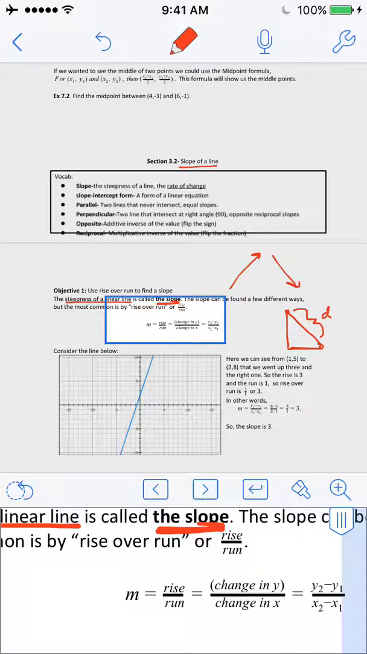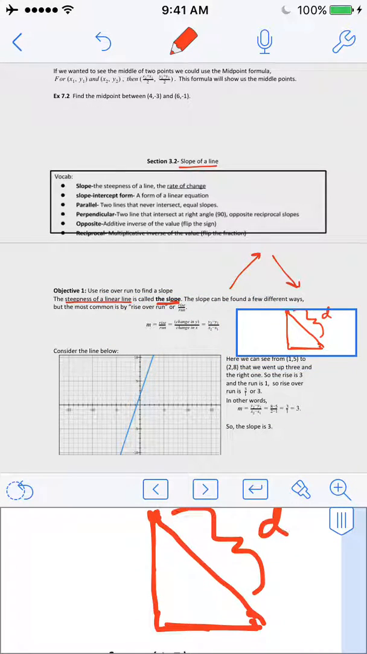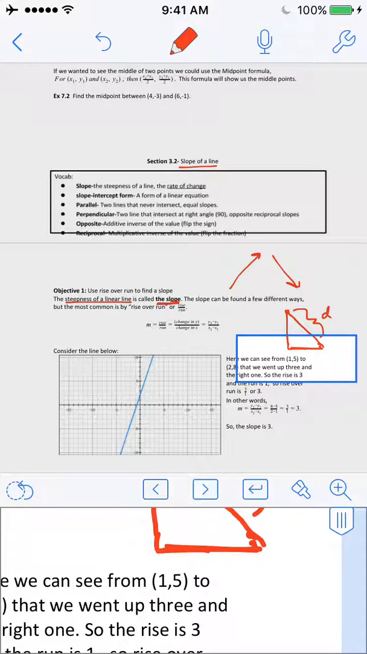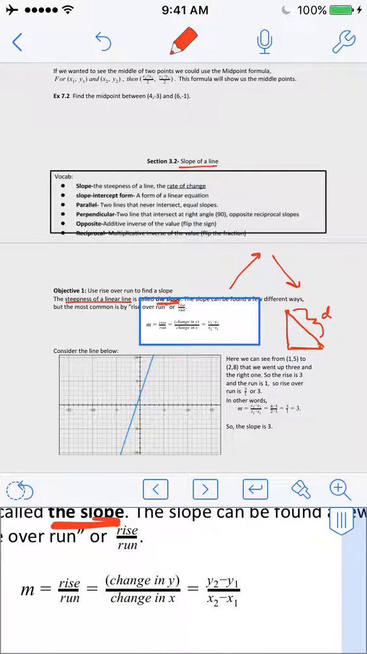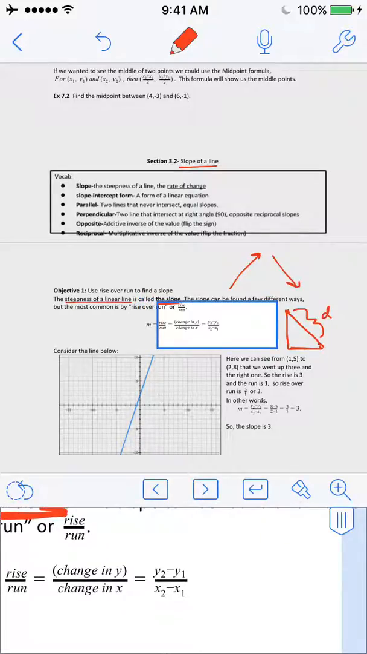Instead of calling it d, we're going to call it m, right? Because it's not the distance. We're not finding the distance. We're finding how steep it is. We're going to call this slope the m every single time. But we're going to use that same up and down, that rise, and that same run, that horizontal length. So we'll put them over each other, rise over run. In other words, rise over run is the changes in the y's over the changes in the x's, or y2 minus y1 over x2 minus x1.